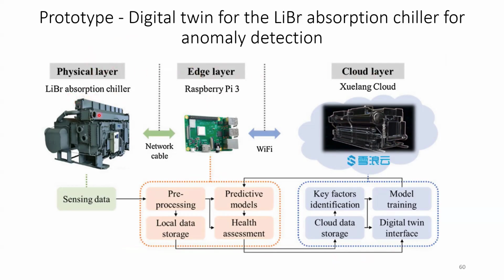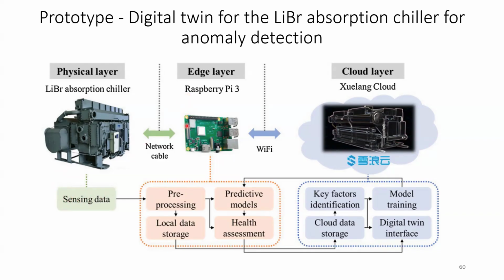At the physical layer, we have the physical asset, the absorption chiller. It is equipped with sensors, and the sensors collect data in real time about the equipment conditions and performance.